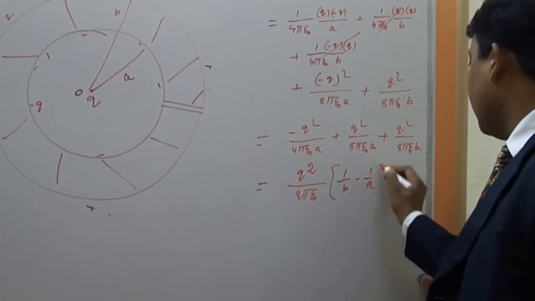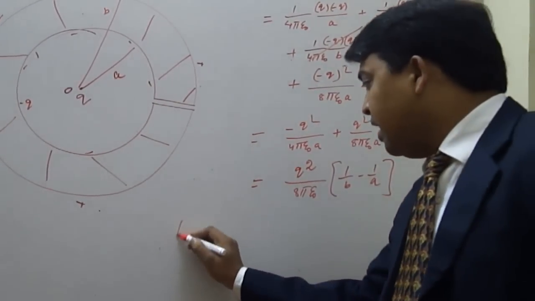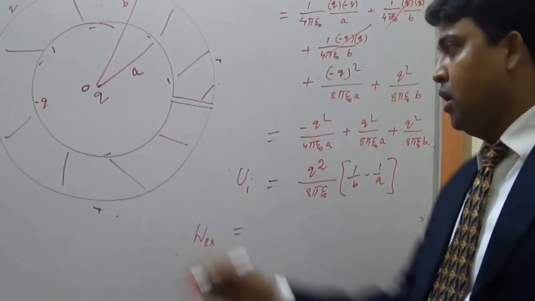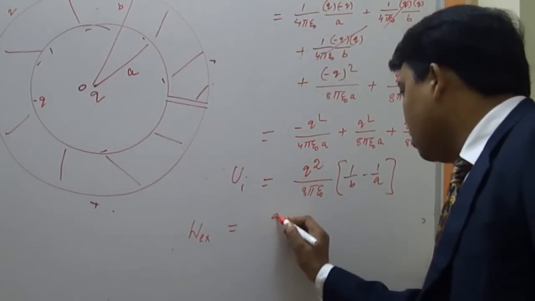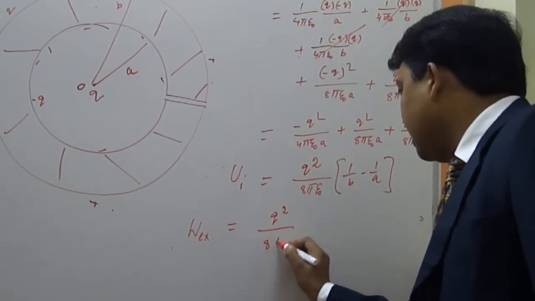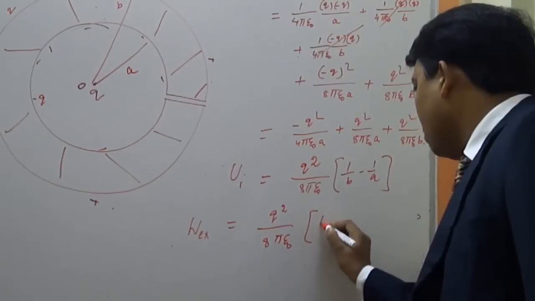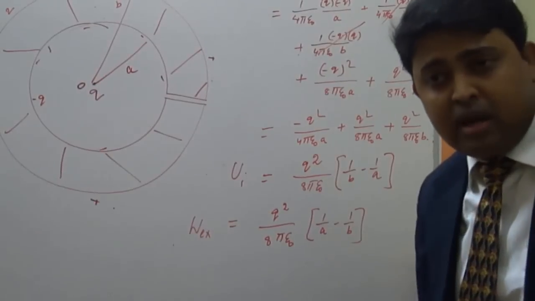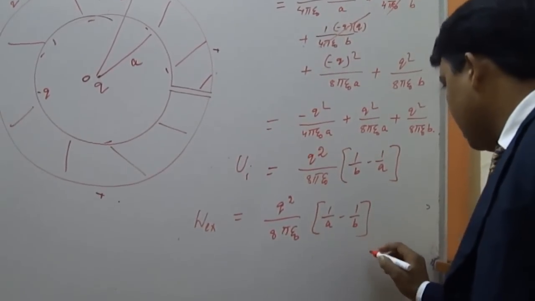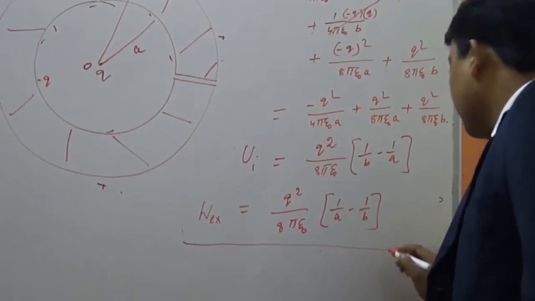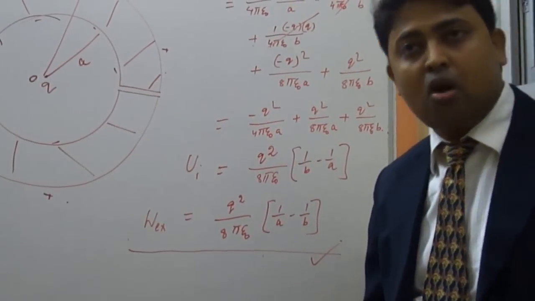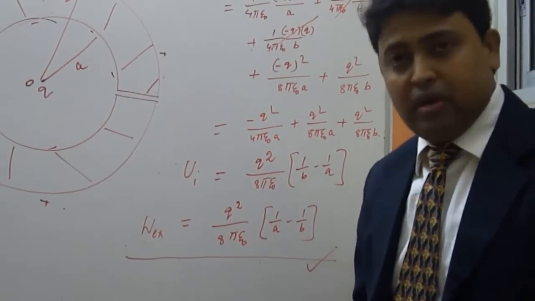So the work done by external agent is minus of U initial according to that formula. So it will be Q square by 8 pi epsilon naught, 1 by A minus 1 by B. I hope it is clear to everyone. Okay, fine, this is how we will get it. Let us go for the next problem. If you have any doubt, we will take it.